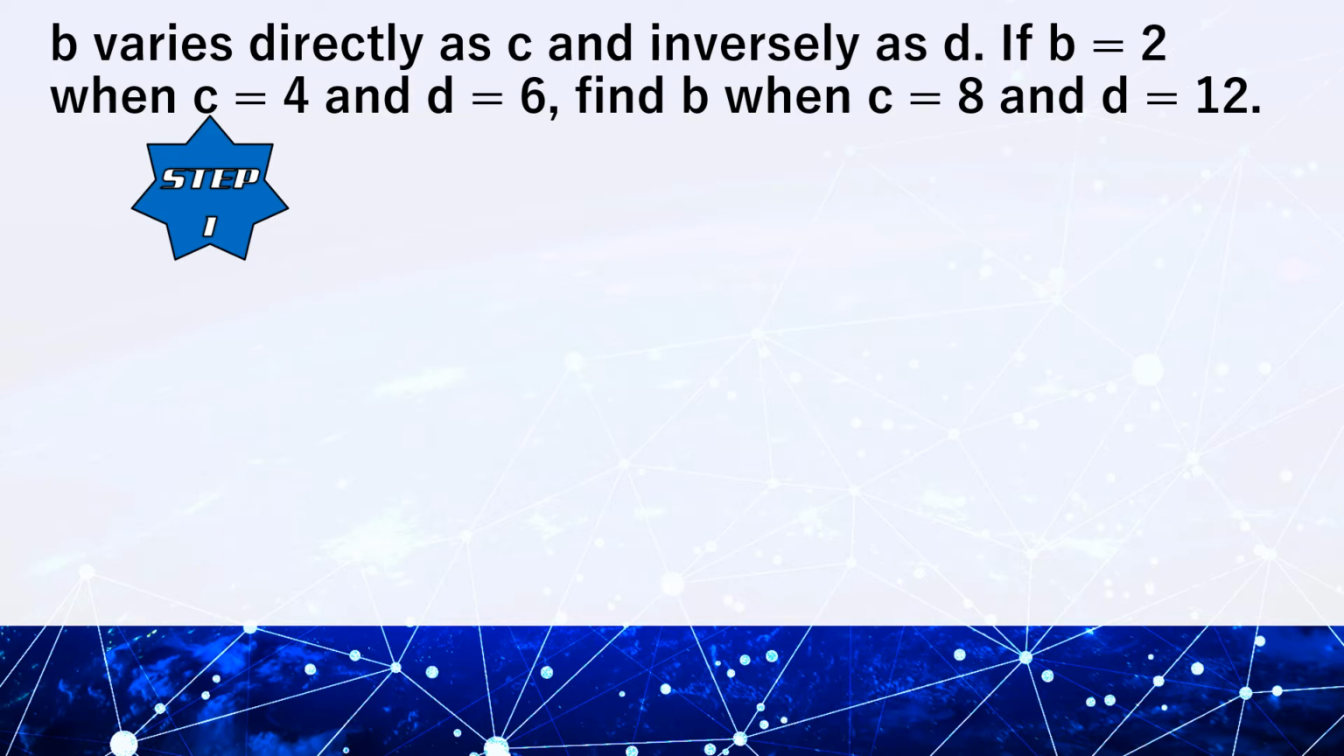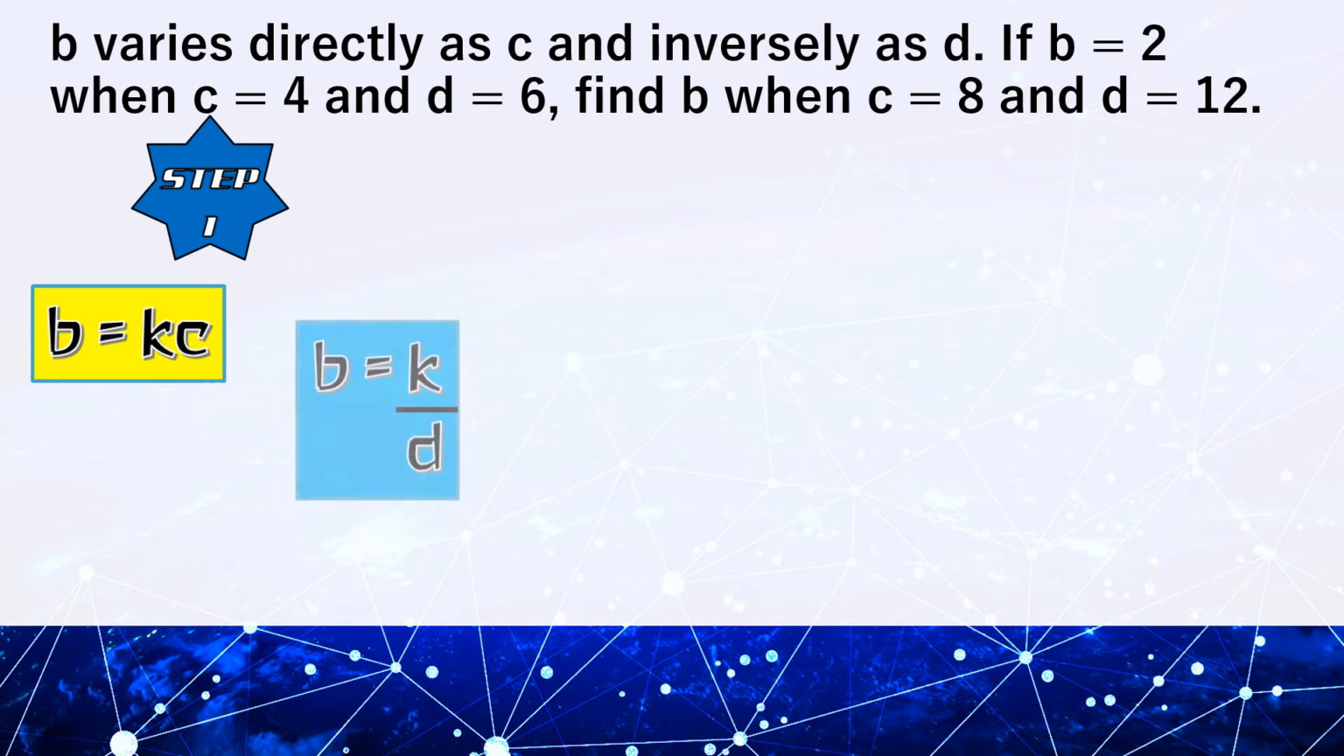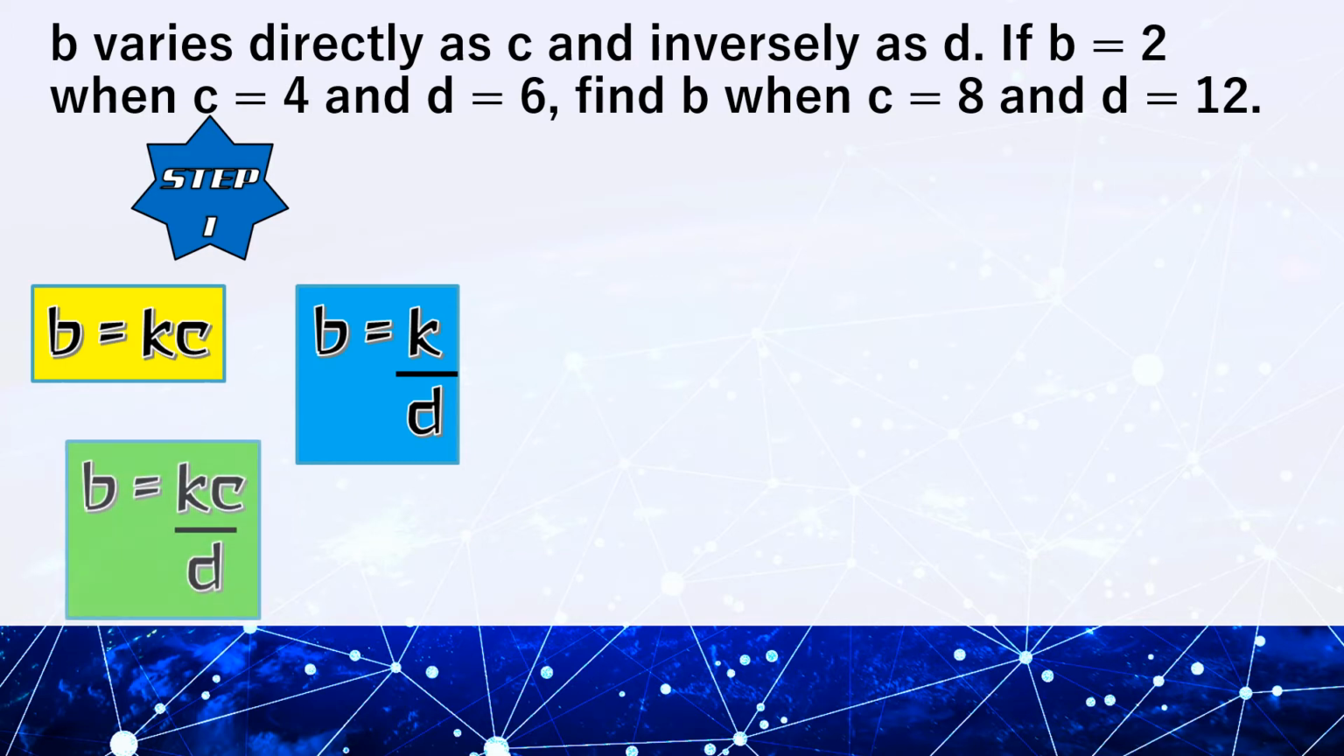Pinag-aralan natin yan doon sa ating first video, so that will be expressed as B equals KC. Sinabi din dito na B varies inversely as D, an inverse variation, so that will be B equals K over D. And these two equations will be combined kasi nga combined variation. So our new equation will be B equals KC over D.